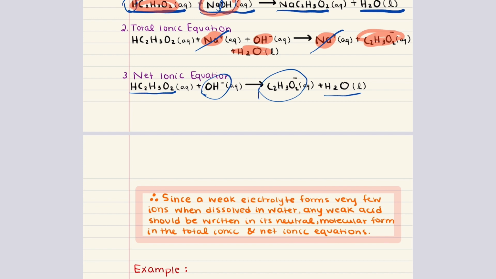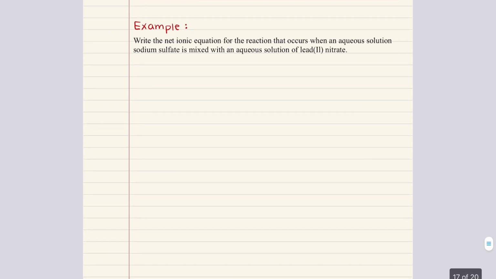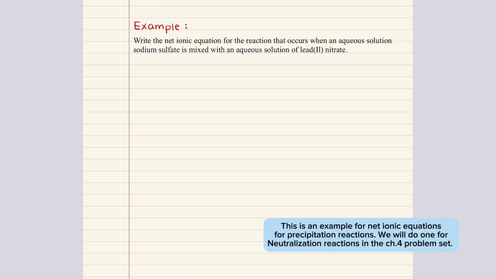Now, what we want to do is tackle an example problem together. This problem says, write the net ionic equation for the reaction that occurs when an aqueous solution of sodium sulfate is mixed with an aqueous solution of lead(II) nitrate. All right, let's go ahead and do the first step. The first step is to write the molecular equation, which is the total reaction written out.